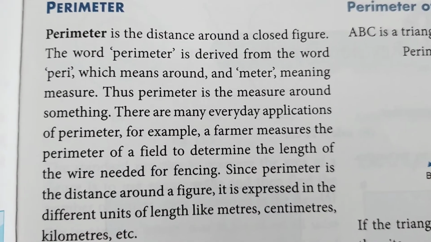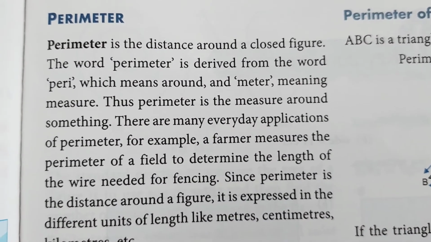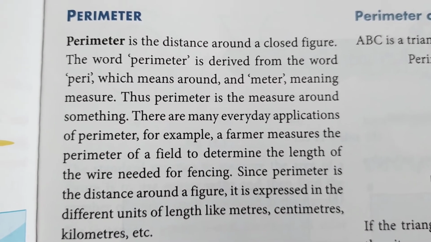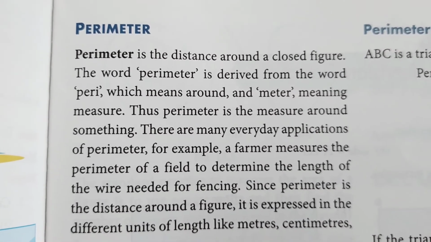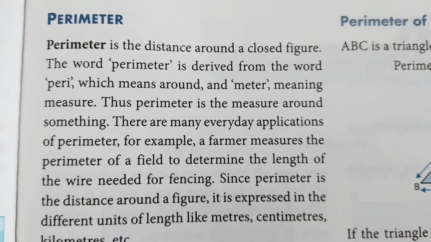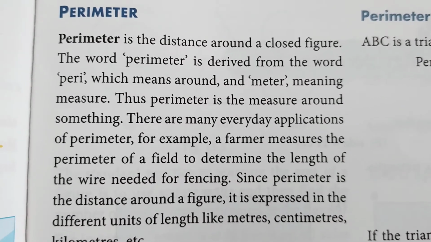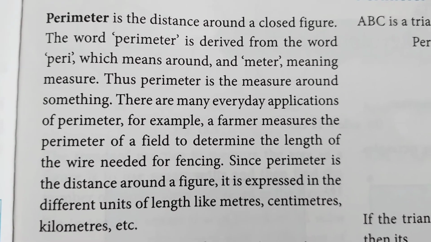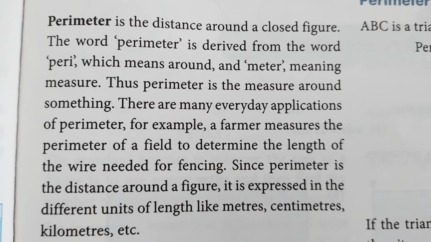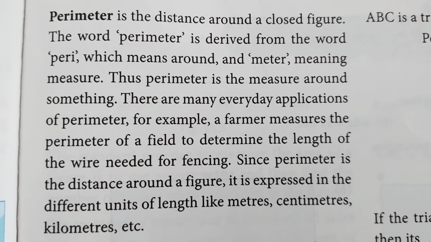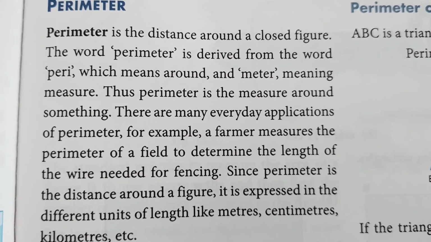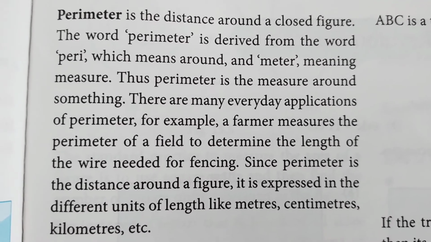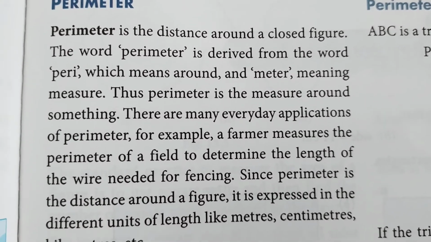What exactly is perimeter? Perimeter is the distance around a closed figure. The word perimeter is derived from the word peri, which means around, and meter, which means measure. Thus perimeter is the measure around something. There are many everyday applications of perimeter. For example, a farmer measures the perimeter of a field to determine the length of wire needed for fencing. Just now I told you about fencing at the beginning.